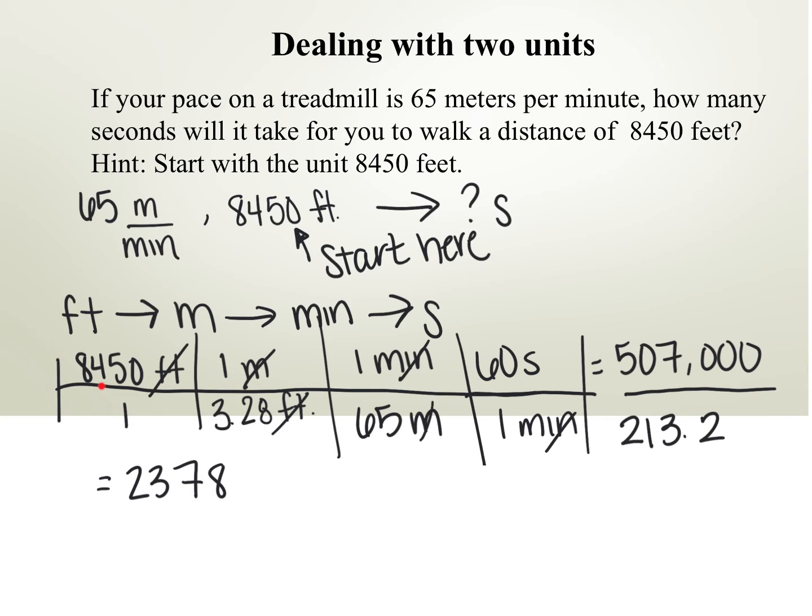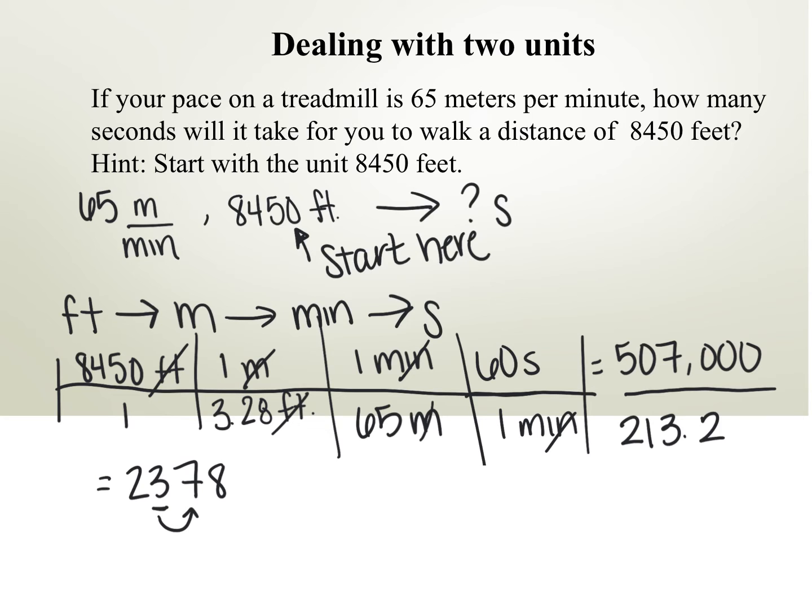How many sig figs are in 8450? 3. Okay, 3. How about 3.28? 3. How about 65? 2. Do we ever count sig figs for time conversions? Nope. So what's the lowest number? 2. So how many sig figs can be in your answer? 2. Okay. So this is our second sig fig.